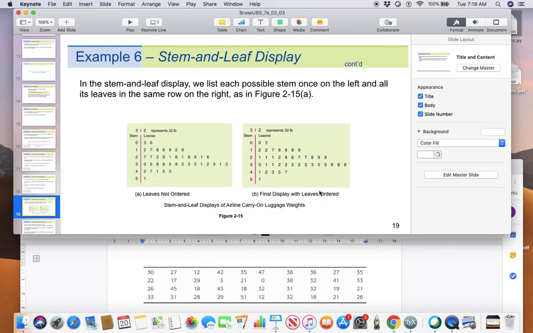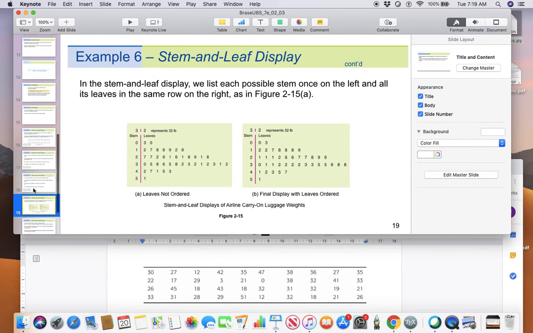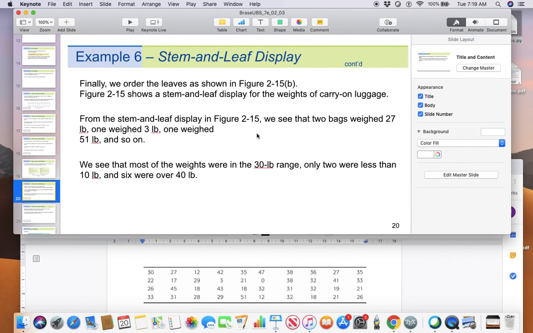Notice, not only do you have a frequency of the numbers within the 30s, for instance, you also know the exact numbers which are available. So a stem and leaf display is slightly better than histograms because histograms only give you frequency. This gives you, in addition to frequency, the actual data values. Okay, so we have your final stem and leaf display.